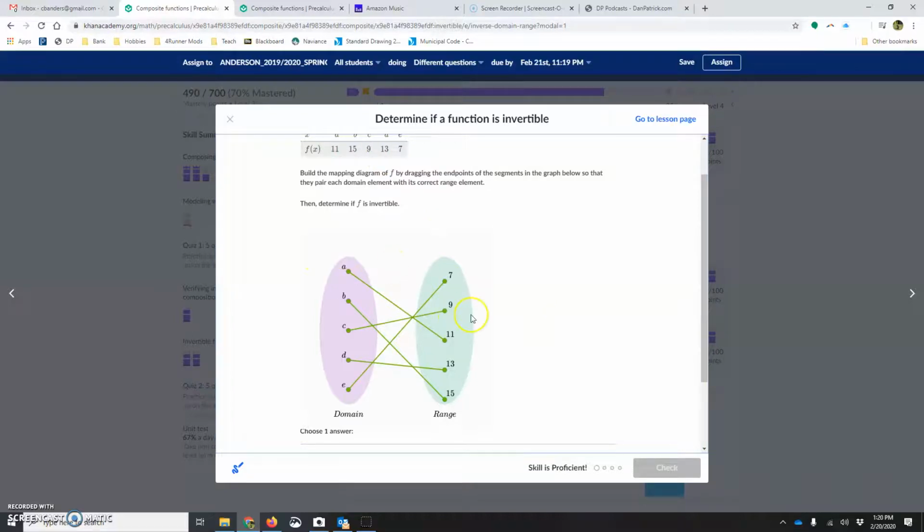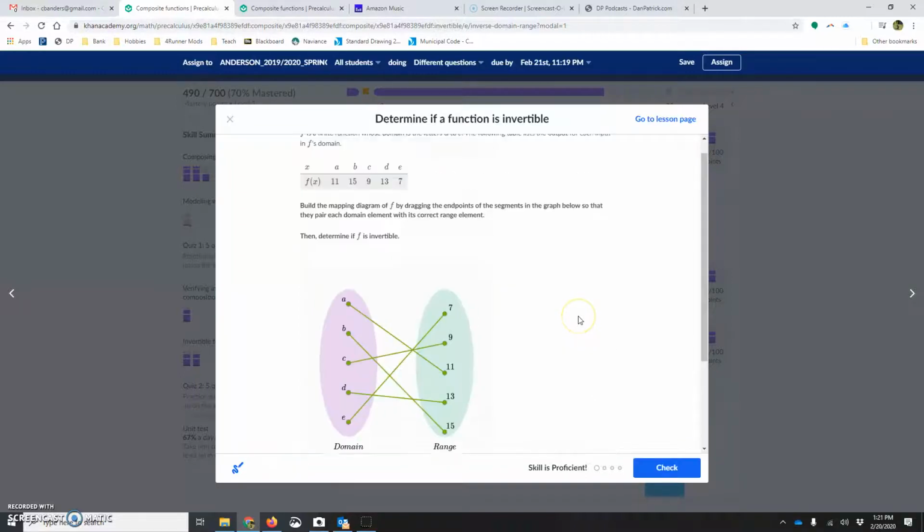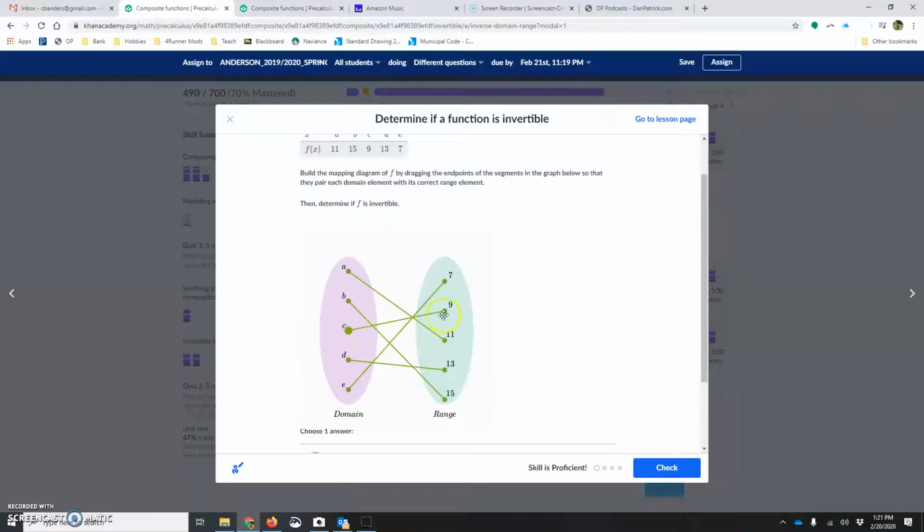Now we have to see if it is invertible. Well, you can see that all of our inputs go to one place. So the answer is yes, it is invertible. Now, if C went to both 9 and 11, then no, it would not be invertible. Waiting. There it goes. And it's right. Okay, next question.